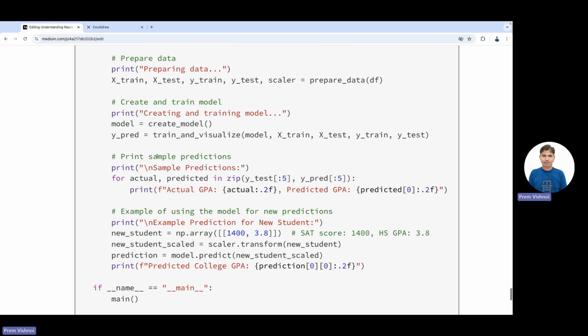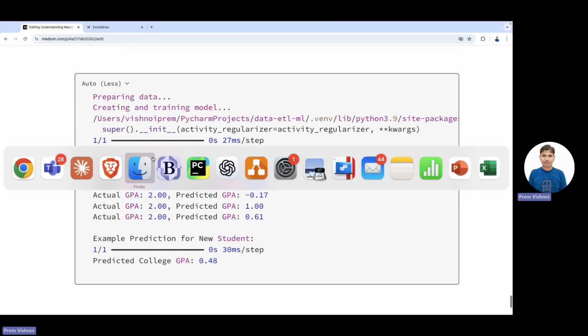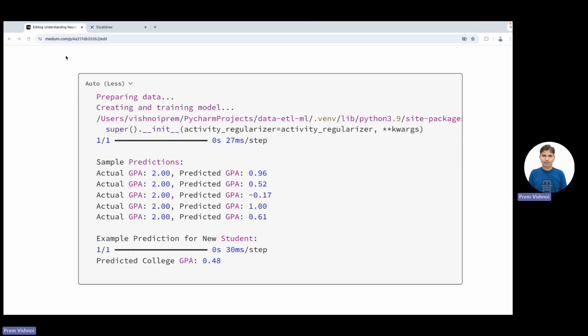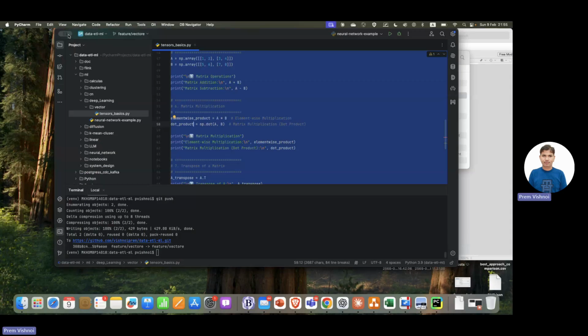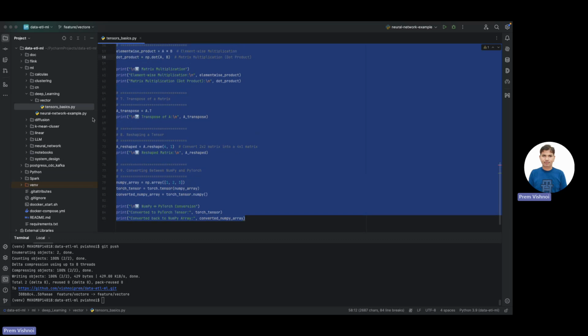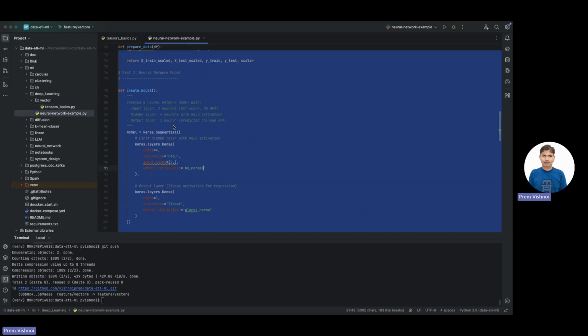But you guys go through this example I have created here. Okay, let me show you. Sorry, give me one moment. Full screen.